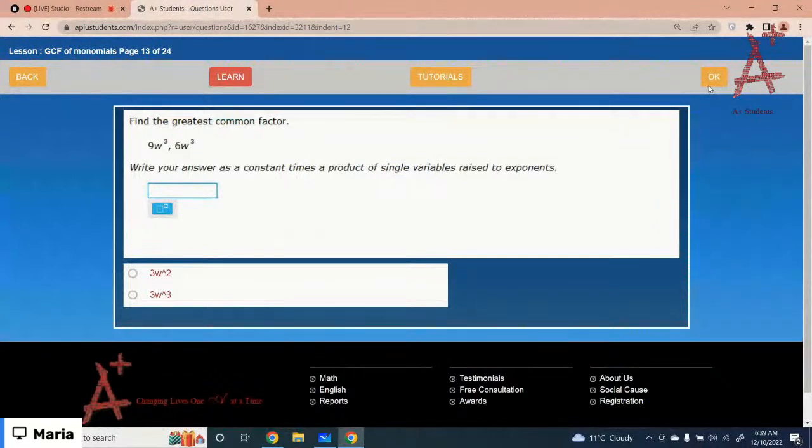Find the greatest common factor. So which is the correct option? That would be 3w cube. Got it? The second option is the correct one. So just select the correct option and click on the OK button.